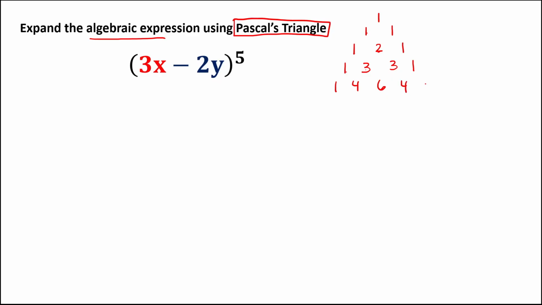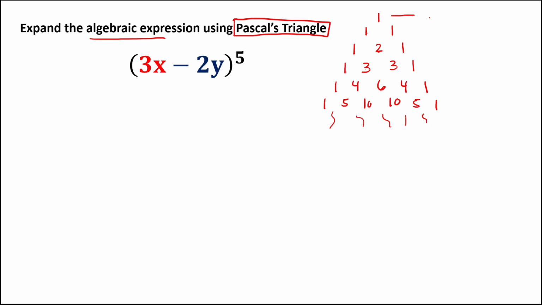Then 1, 1 plus 3, this one is 4, 3 plus 3 is 6, 3 plus 1 is 4, then 1. Then again it starts with 1, 1 plus 4, this one is 5, 4 plus 6, that's 10, 6 plus 4, that's 10, and 4 plus 1, that's 5, then it ends with 1. So just continue the process.